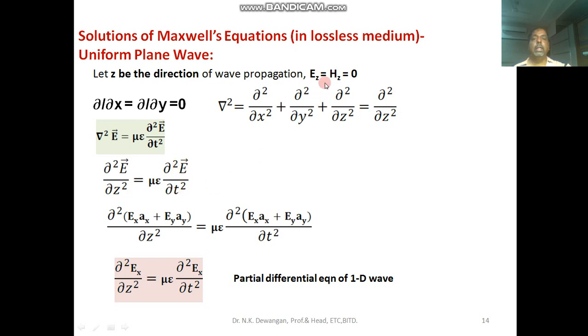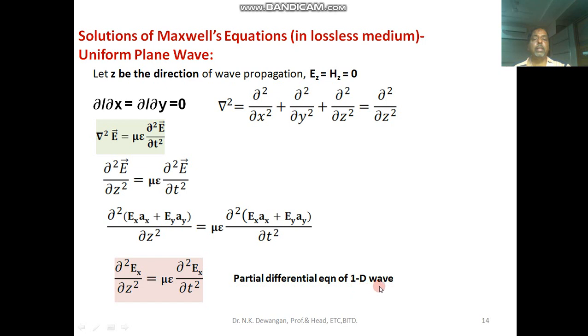Because Ez and Hz are 0, the electric field will have only an X component and a Y component. So the electric field is equal to Ex, Ey. We put this in, and we get the one dimensional wave equation for the X component and the Y component. So this is the partial differential equation of a 1D wave.